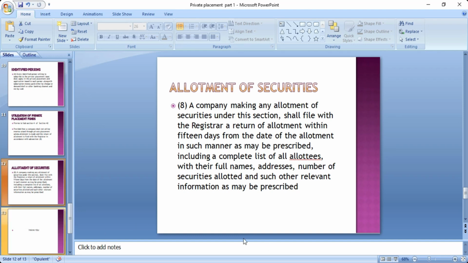So this is my first part. We are going to talk in detail about private placement funds next.